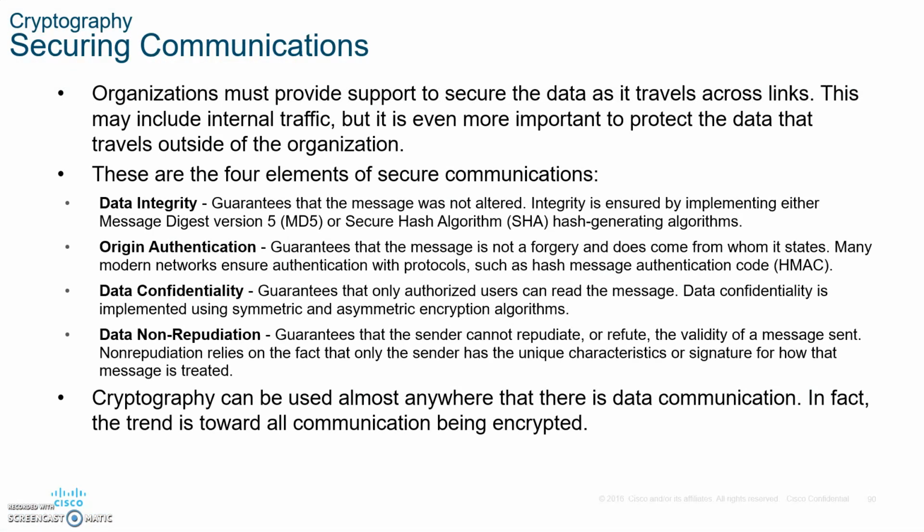Cryptography is the science behind encrypting or scrambling the data. All right. So when it comes to the 4 elements to secure communications: data integrity, origin authentication, data confidentiality, and data non-repudiation. Just please write these down. If you want to write the definition, that's fine, but at least you need to know the 4 elements of secure communication. Again, data integrity, origin authentication, data confidentiality, and non-repudiation, which says you cannot repute or say, hey, this is not my data. All right.